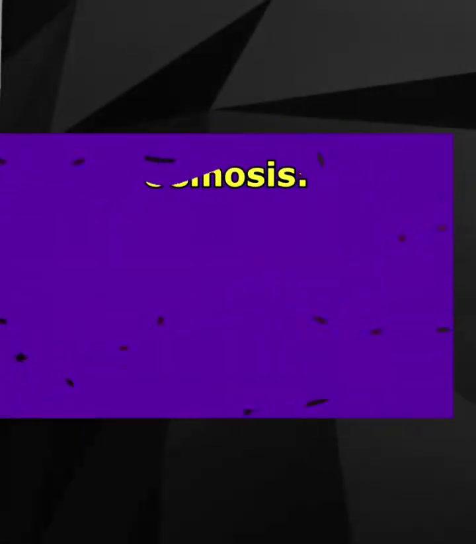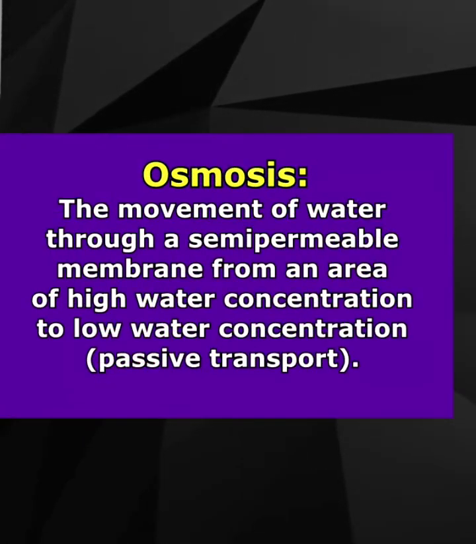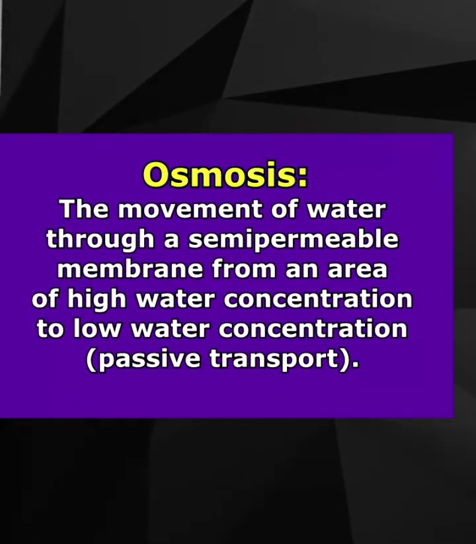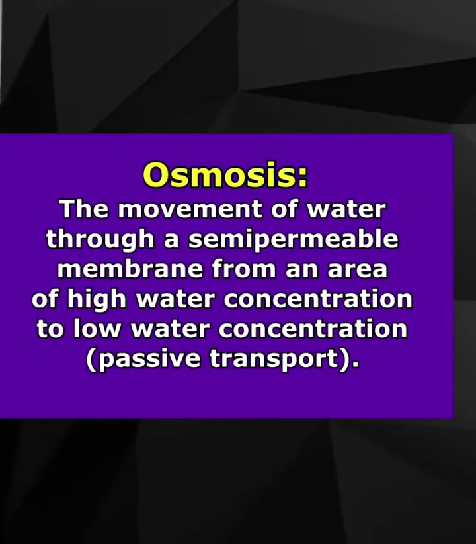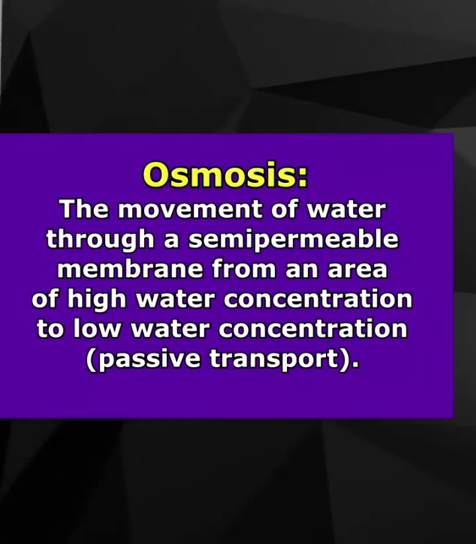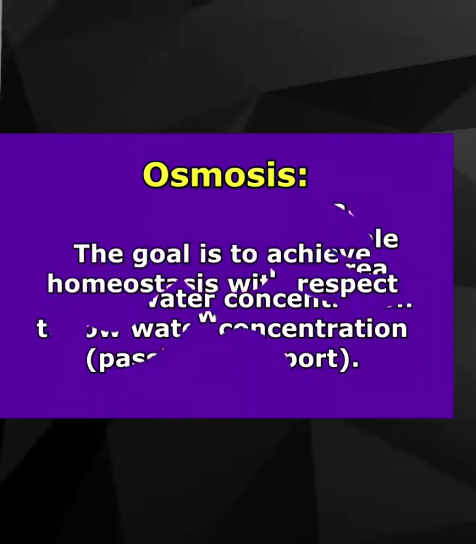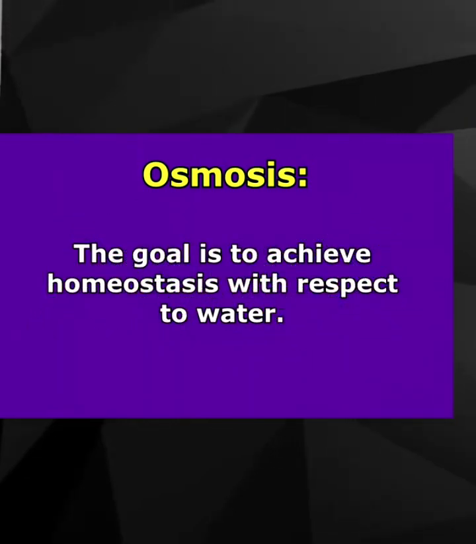Now let's take a look at osmosis. With osmosis, we're talking about the movement of water. Water is going to move through a semi-permeable membrane that is only permeable to water and nothing else. It's going to do this through a passive process. It's a passive form of transport, requires no energy. And the whole goal of osmosis is to achieve homeostasis in terms of water.